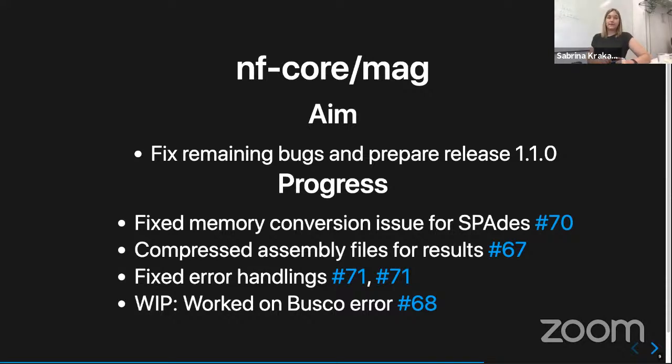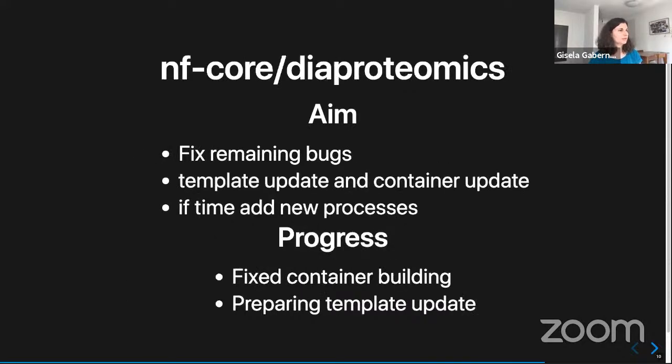So there are a few remaining bugs that we still had to address. Maxime, for example, fixed the memory conversion issue with SPAdes. Daniel also worked on the compression of assembly files for the results output folder, which reduces the size significantly, and we changed some error handling. And I'm still working on a problem with the BUSCO process, which is still work in progress. Okay, perfect. Thanks for the progress report, Sabrina. Let's see if by the end of the week we can release this 1.1.0.